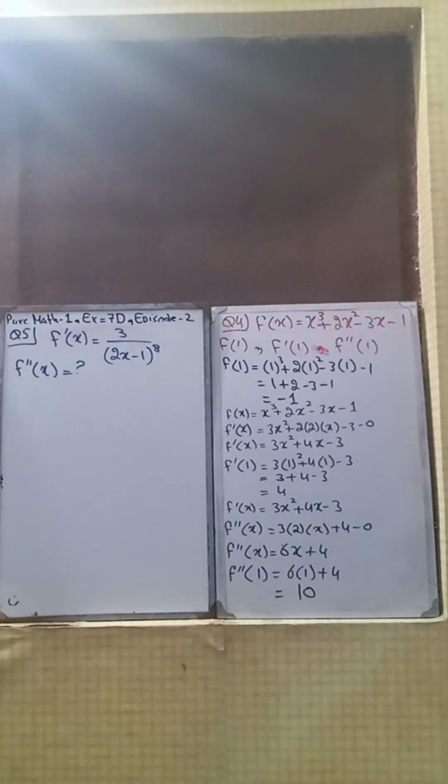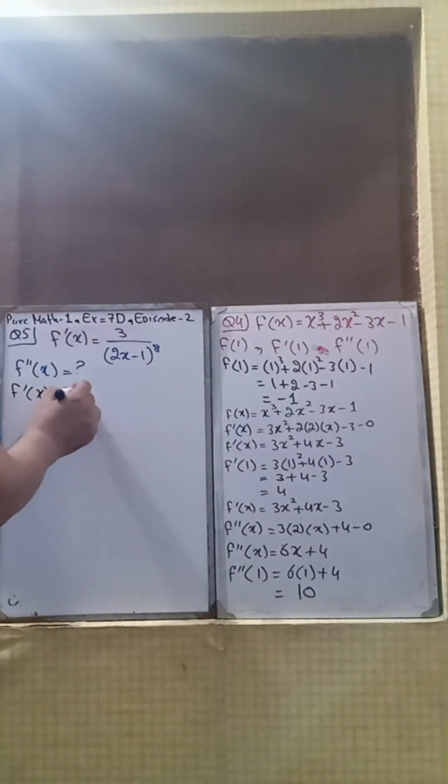Oh my God, it's so easy. This is 3 divided by the 2x minus 1 whole raised to power 8. I want to find out the double derivative. There was some function, but they have not given the function. They have only told us that the first derivative is this. Their question is to find the second derivative of that function. So no problem, we can do that. The first derivative is given to us.